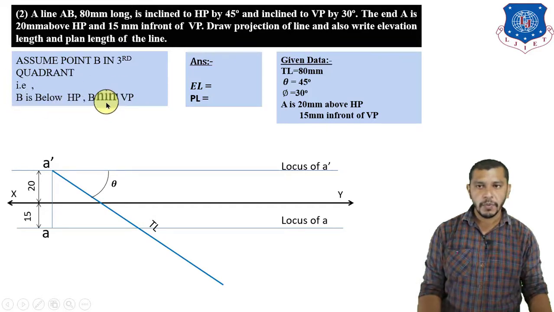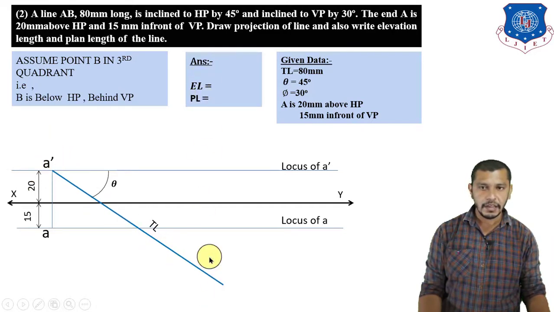If the point B is in the third quadrant, it will be below HP and behind VP, which means we will get the elevation of point B below the XY reference line and the plan of point B above the XY reference line. So from the elevation we have to draw the line inclined at an angle of theta, which is 45 degree, showing the true length in the downward direction, because we will get B dash below the XY reference line. So this will be our B1 dash.